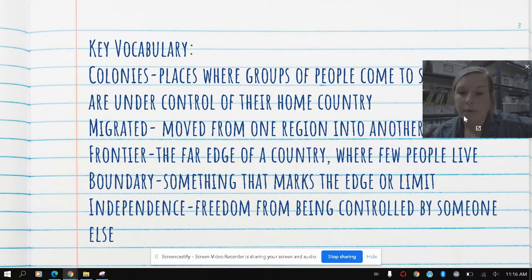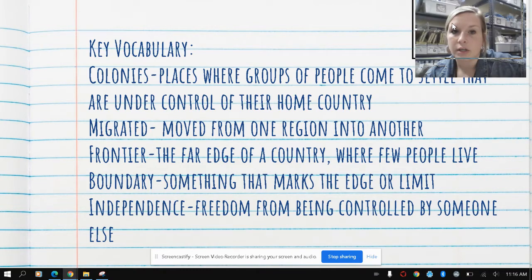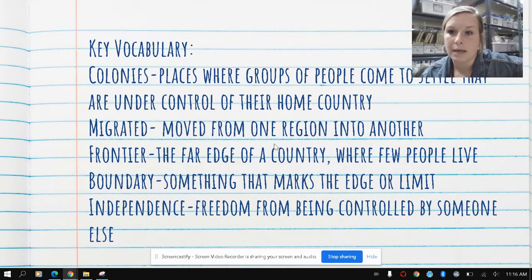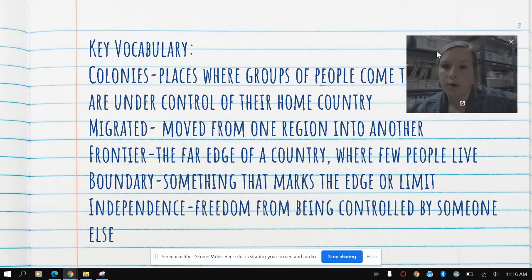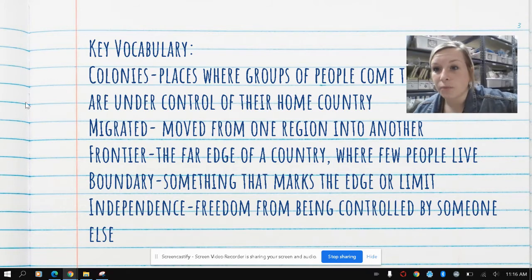We have quite a few vocabulary words today. Our first word is colonies. These are places where groups of people came to settle that are under control of their home country. So the 13 original colonies were under the control of Great Britain, and we're going to talk about that.